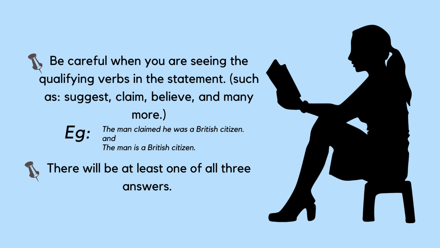Moving on, there will be at least one of all three answers, that is yes, no, not given, or true, false, or not given. If you don't have at least one true, false, or not given, or yes, no, or not given option, you have at least one answer wrong.